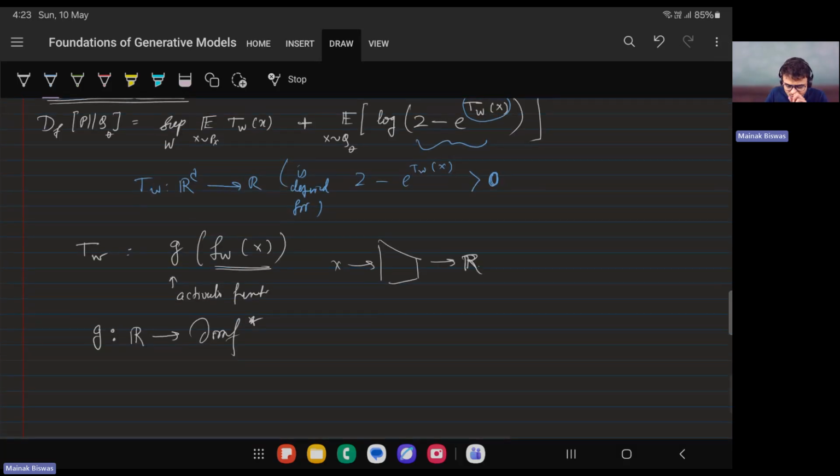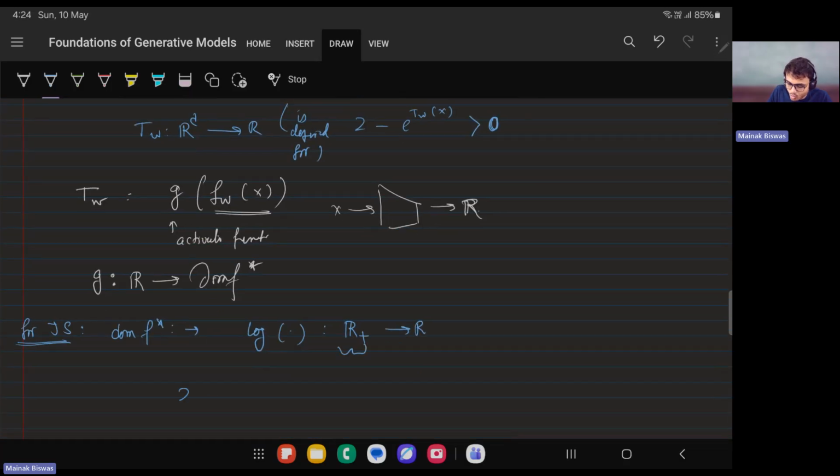So now let's see what is the domain of f star for the Jensen-Shannon divergence. If you want to find the domain of f star, we know log is a function that takes in values from R plus and outputs R. So my domain is R plus. So 2 minus, because we know that the function is like this, right? It's not defined for negative values.